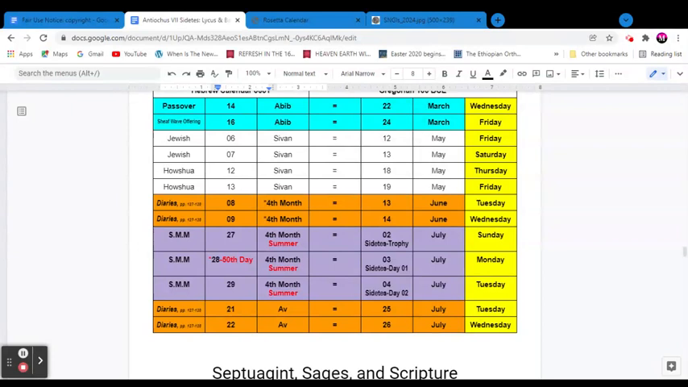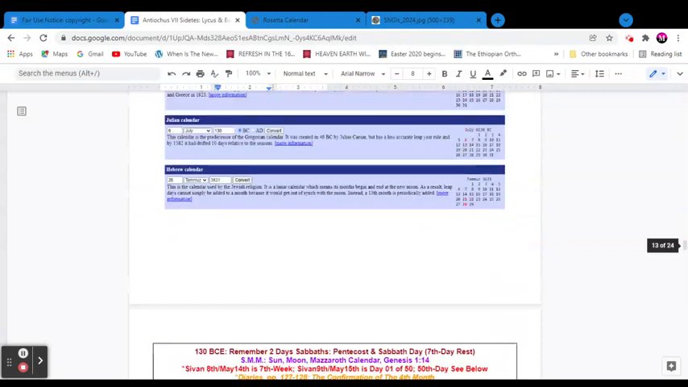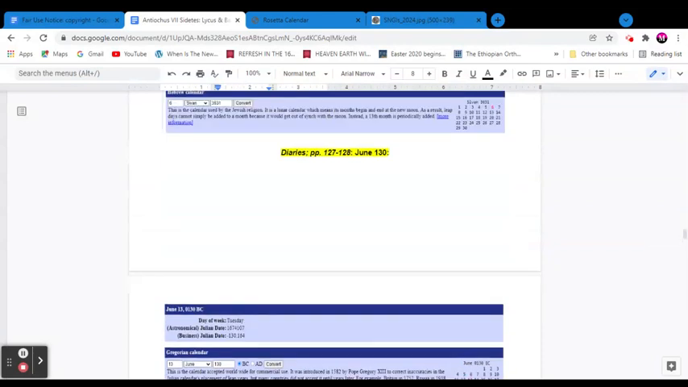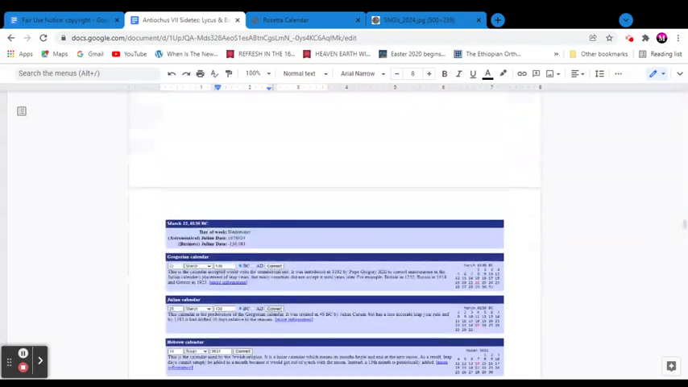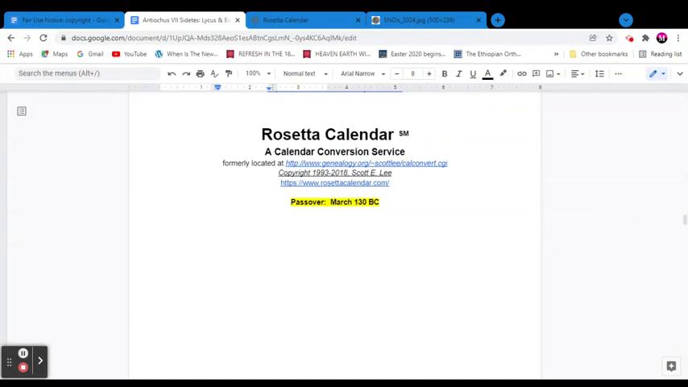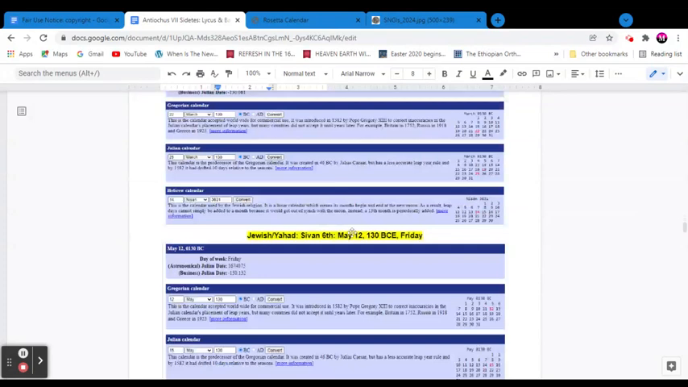So if you want to figure out what would be the date of the Jewish Pentecost on Sivan 6 in the Gregorian calendar, you can do simple math, or you can use that calculator. And you will have access to that calculator by clicking on the link. It's right here in this document. Let me go back up to the top. Right here. When you see rosettacalendar.com, click on that link and you have access to it.